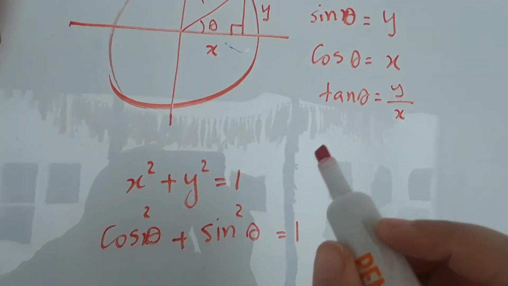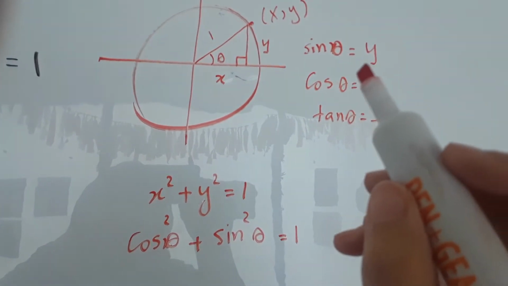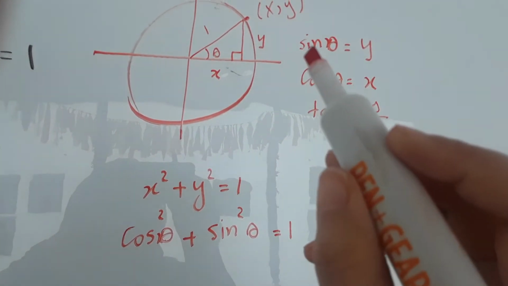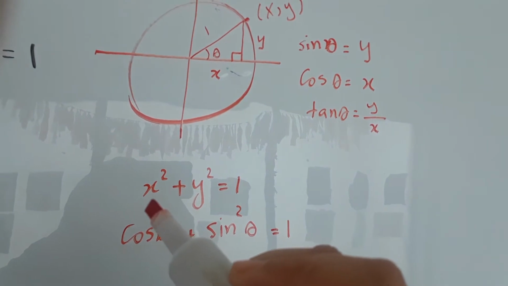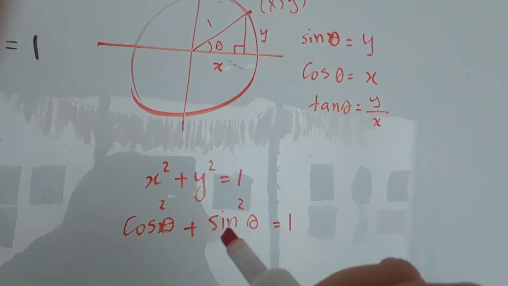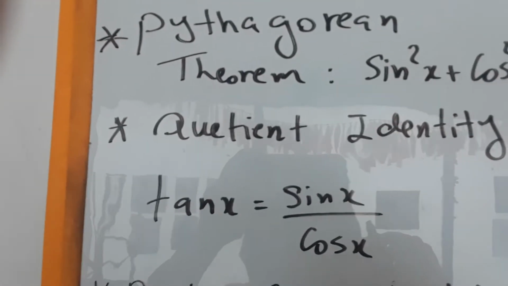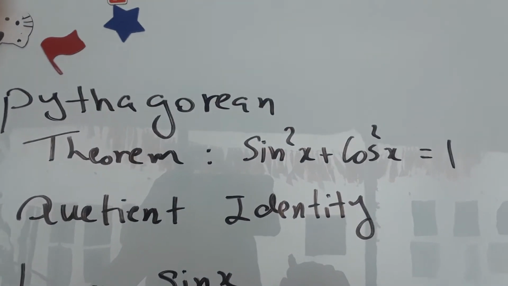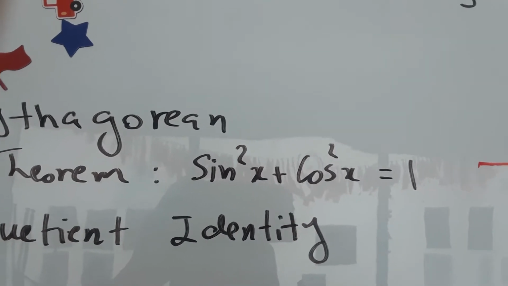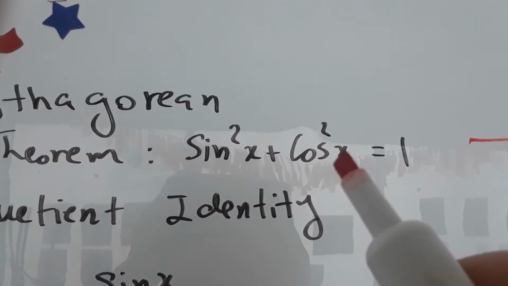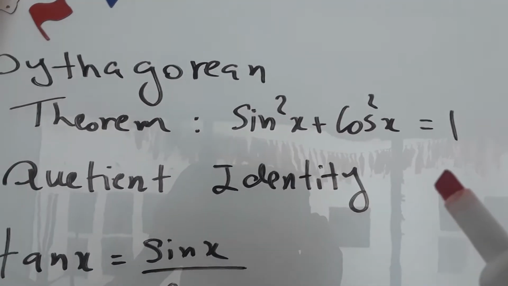Again, cosine of theta is x, sine theta is y. So instead of the x, I put cosine theta. Instead of the y, I put sine theta. So as you see, this is my first identity, Pythagorean. So always sine squared of an angle plus cosine squared of the same angle is equal to 1.